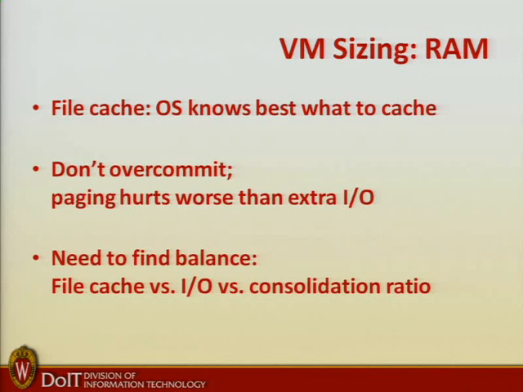Don't overcommit your RAM and stuff like that. Paging at the ESX level hurts. If you have to cut things down, do it. A little extra I/O is a heck of a lot better than paging. If you're RAM constrained, paging sucks. And you need to find a balance, basically, file cache versus I/O versus your consolidation ratio. I know in my environment I'm really RAM heavy. In fact, I can't build a box big enough, people just eat my RAM, so this gets weird.